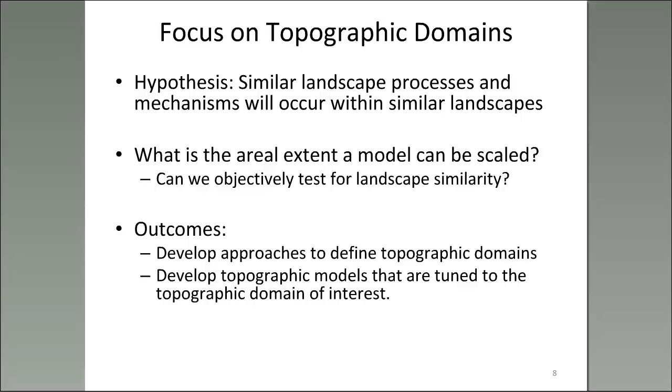So the working hypothesis is that similar landscape processes and mechanisms will occur in similar landscapes. What is the aerial extent that a model can be scaled? Can we objectively test for landscape similarity? So the outcomes were development of approaches for defining topographic domains, and also to develop topographic models that are tuned to the topographic domain of interest.